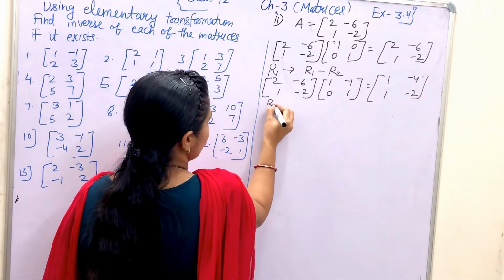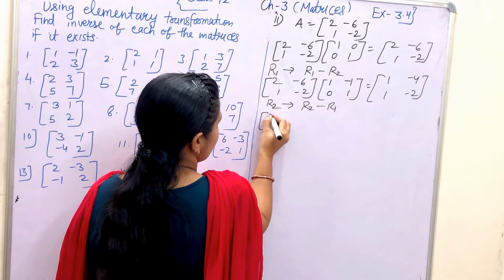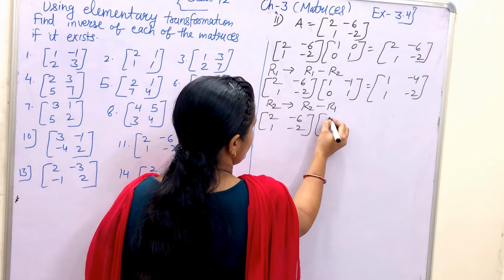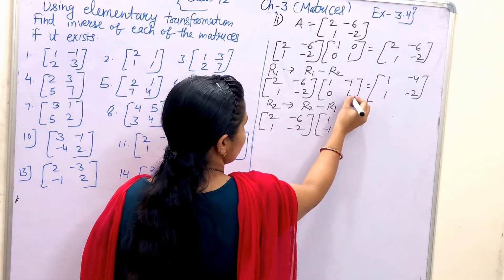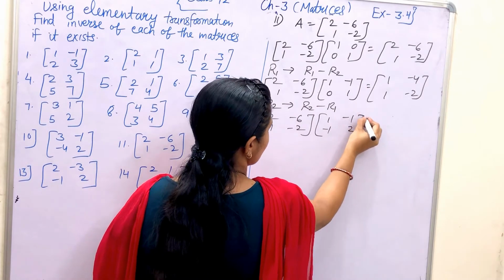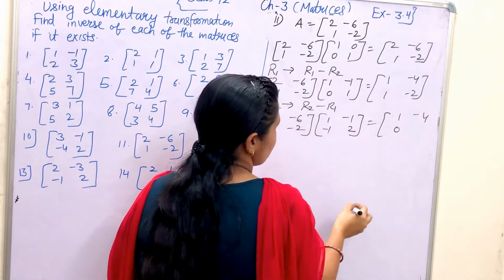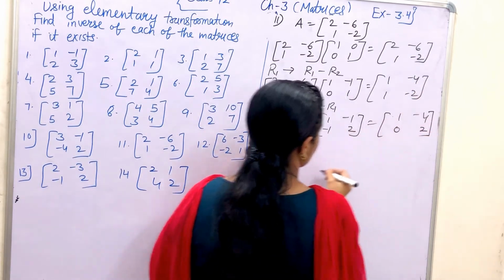Now on R2, R2 minus R1. 1 minus 1 is 0, 1 minus 1 is 0. 1 minus minus plus, that is 2. Here is 1, minus 4, 0, and minus 2 plus 4, that is 2.